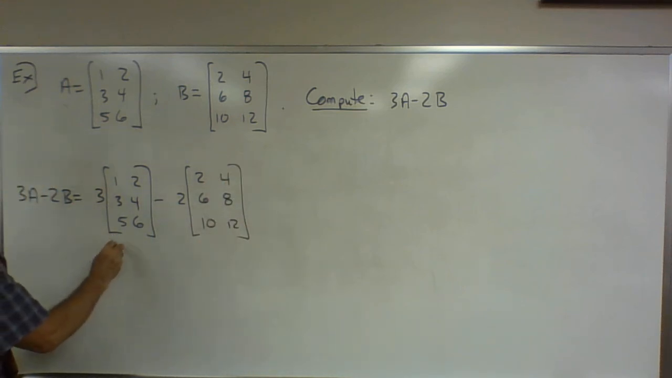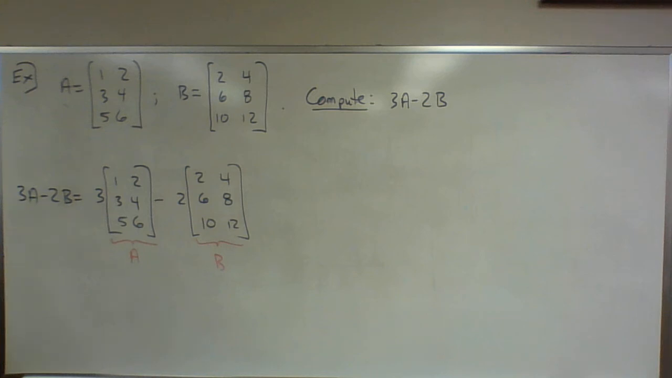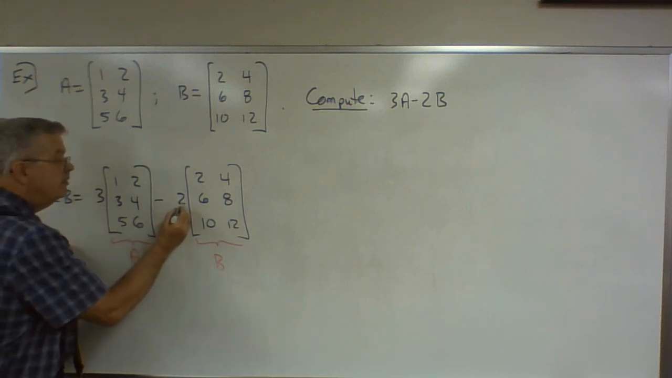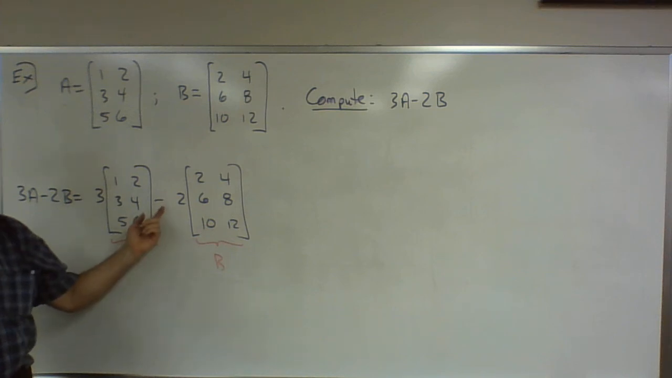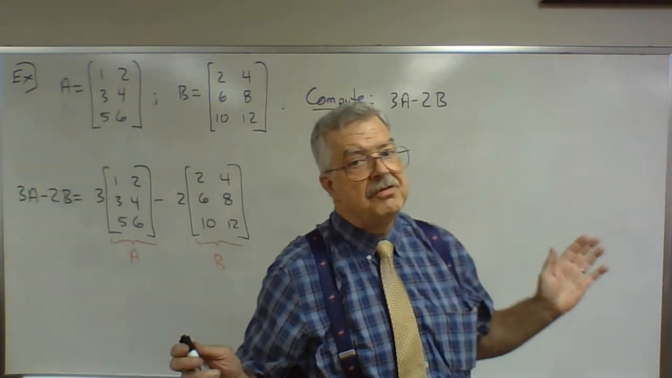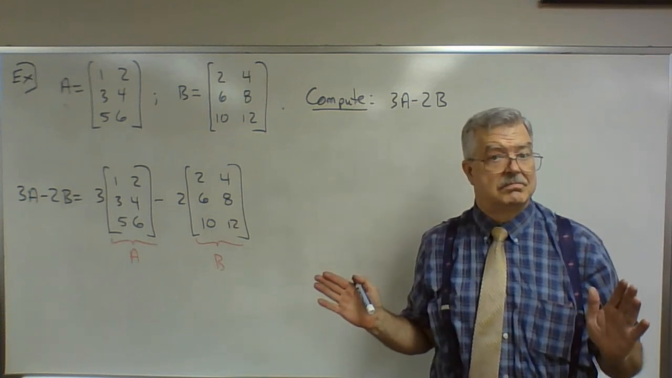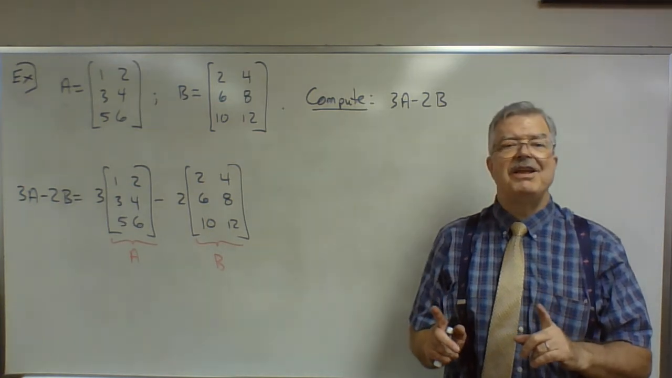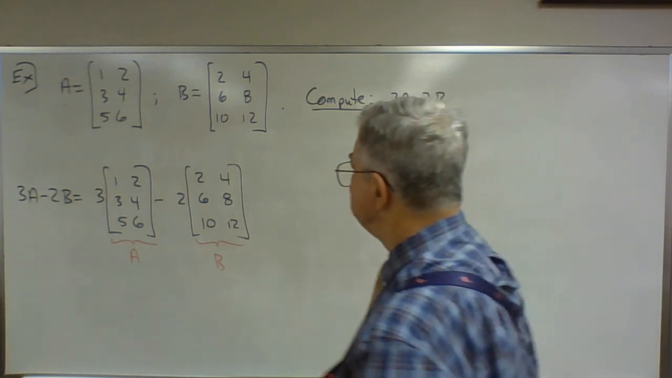So here's 3A, and here's 2B, and we're subtracting. And again, we have multiplication, 3 times a matrix, 2 times a matrix, and we have subtraction. The rules of algebra haven't changed. If we have multiplication and we have subtraction, which do we do first? We do multiplication first, don't we? So let's have at it.